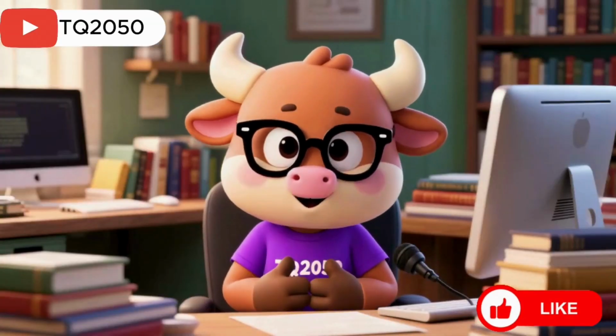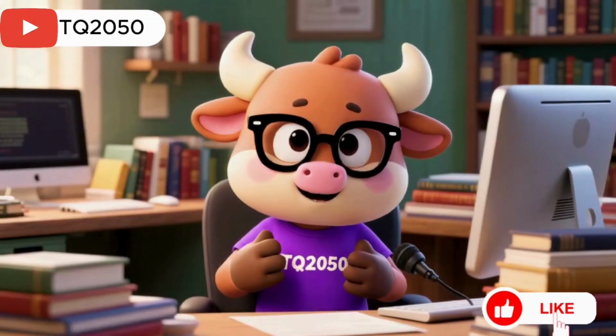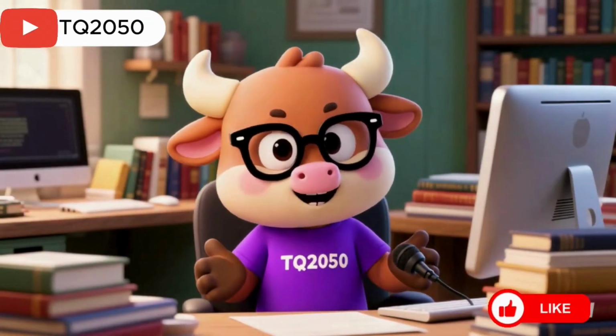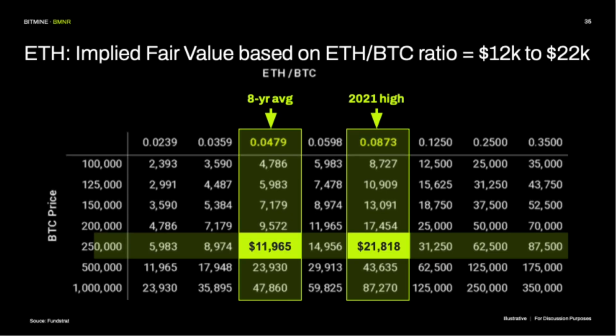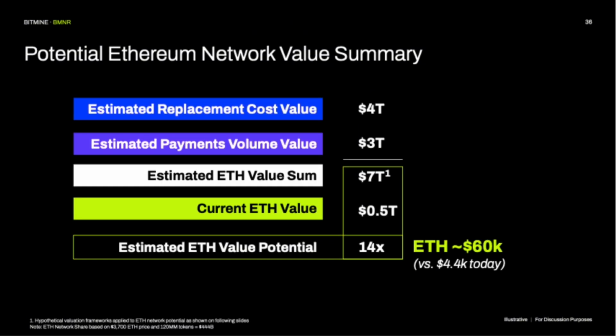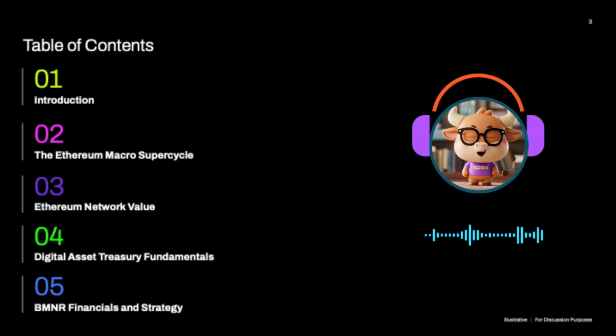Hey everyone, I'm TQ. Over the past 2 days, I've been reading a deck by Bitmine's chair, Tom Lee. It's intriguing. He puts out two eye-catching ETH price targets. One says that by end 2025, ETH could reach $10,000. The other is a longer-term target, even as high as 60,000 plus. So today, let's break this material down together.